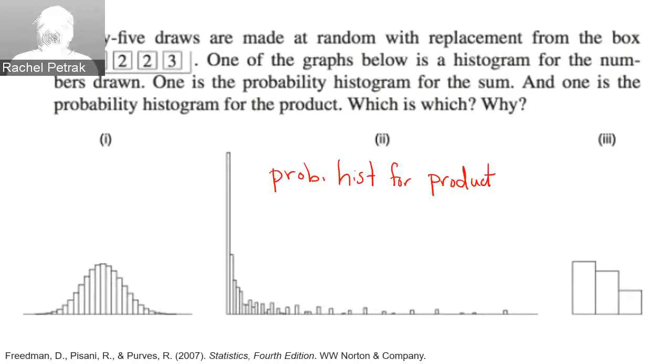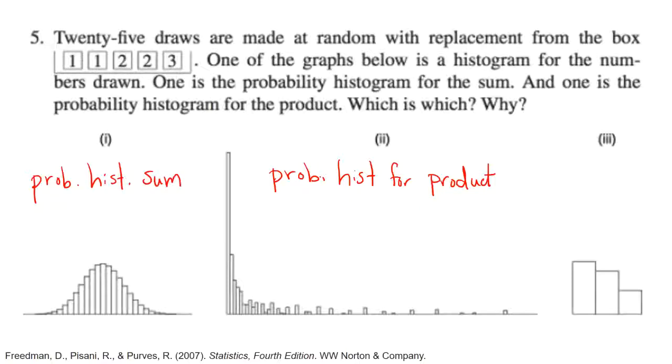Now let's look at these other two. One is going to be the histogram for the numbers drawn, and another is the probability histogram for the sum. Which do we think number one is? In this case, this is going to be our probability histogram of the sum, exactly, because here we have a probability histogram clearly, and this looks quite similar to our other probability histograms. And this 3 is our histogram just for the numbers drawn, which makes sense because we would expect the numbers drawn to be 1, 2, or 3.